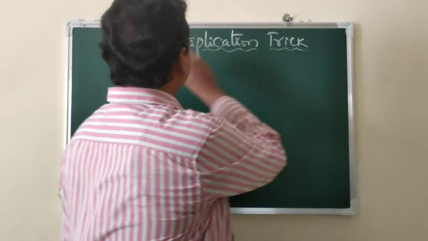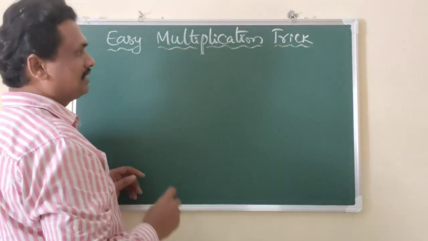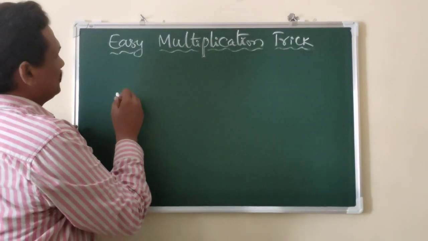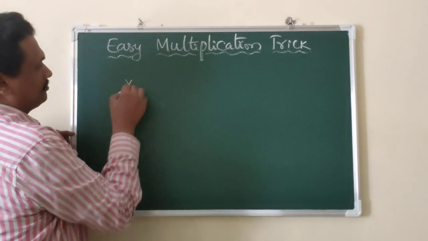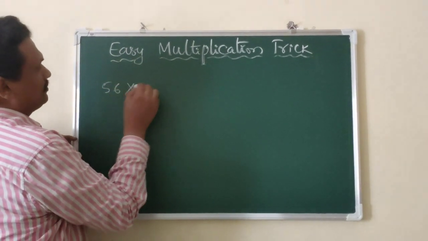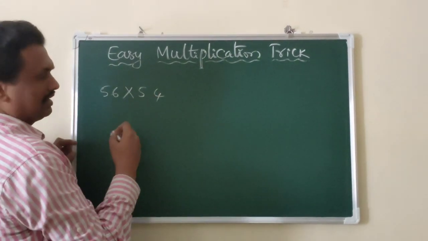Today we are going to discuss one easy multiplication trick. That is, when the tens digit is the same. For example, observe 56 into 54 like that.